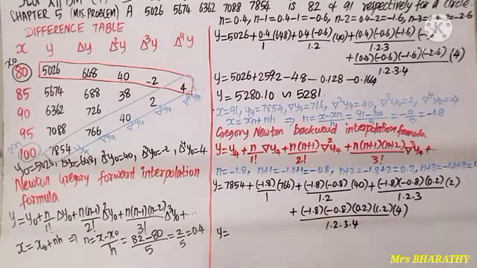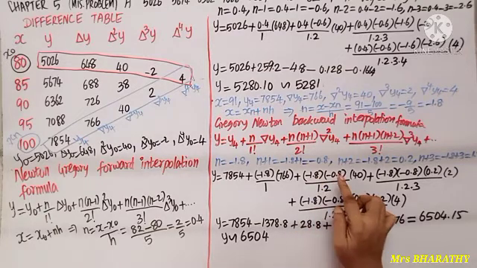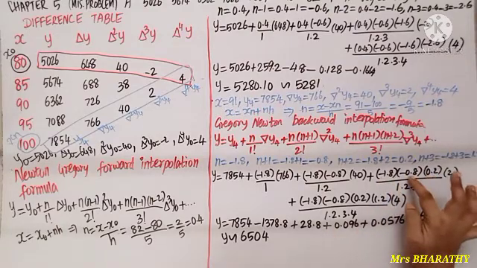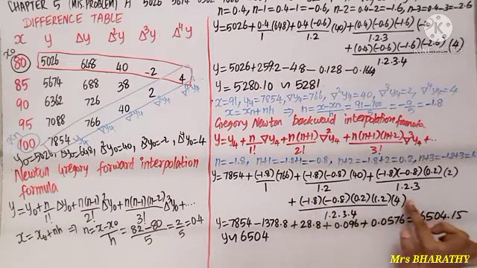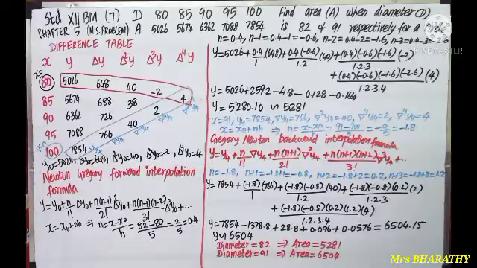As we use calculator and simplify: 7854 minus 1.8 into 766, minus into minus plus 1.8 into 0.8 into 40 by 2, minus into minus plus 1.8 into 0.8 into 0.2 into 2 by 1 into 2 into 3. Again minus into minus plus, multiply it all, divide by 1, 2, 3, 4. Simplifying, we get 6504.15. So the area is approximately 6504. Let us write the answer. When diameter is 82, area is 5281. And when the diameter is 91, area is 6504, and that completes the answer.